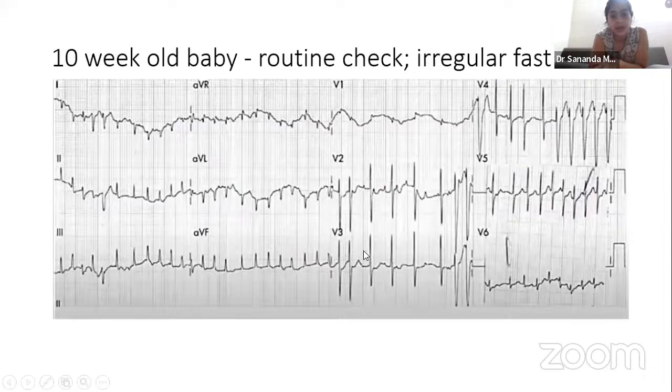We can't really see a P wave. In some strips we can query there's a P, and in some other strips we cannot really figure out whether there's a P wave or not. So what to do? This is a tricky situation, and what to do in these situations?